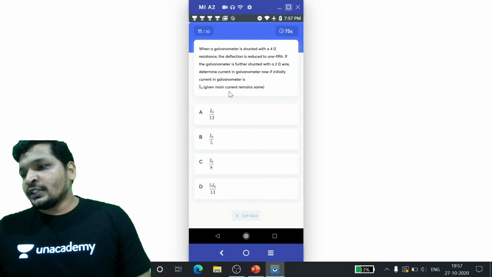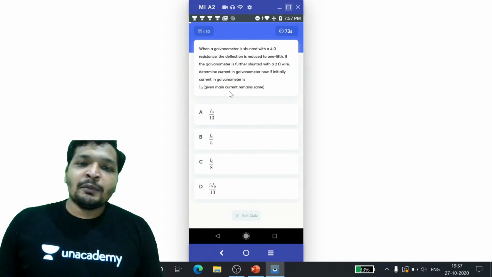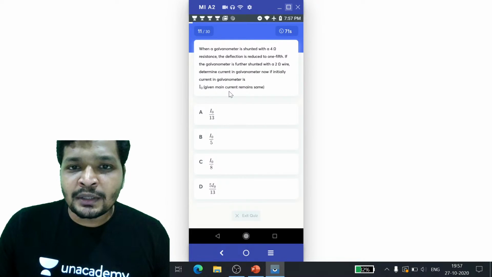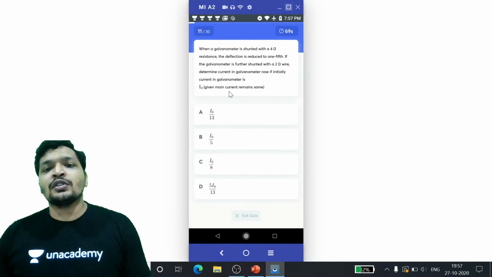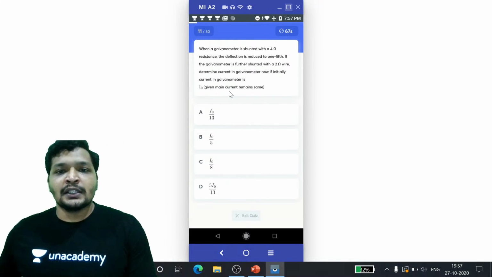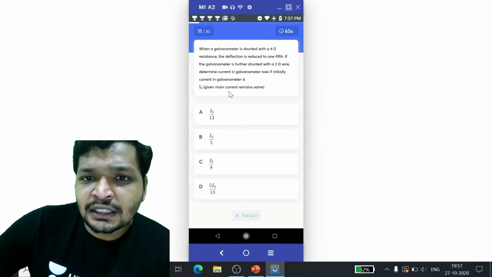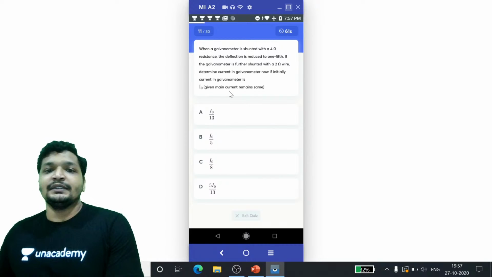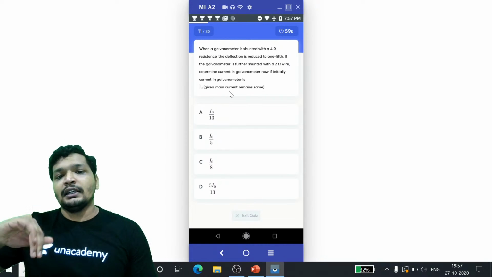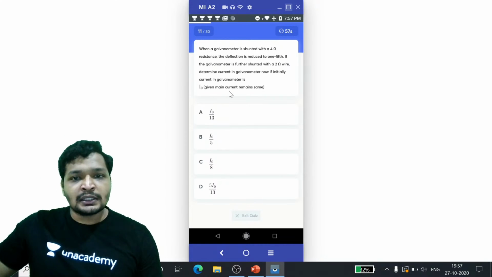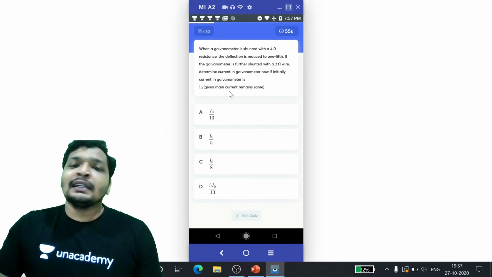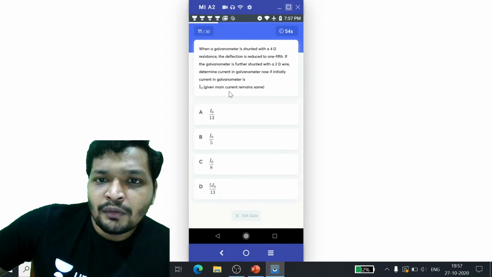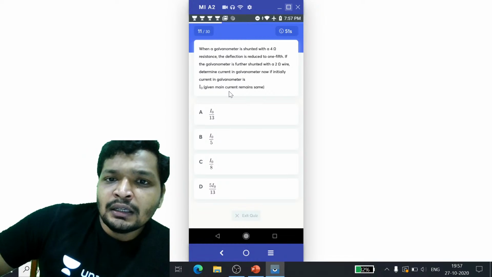Again a galvanometer based question, again a revision for a galvanometer. When a galvanometer is shunted with a 4 ohm resistance, the deflection is reduced to 1/5. If the galvanometer is further shunted with a 2 ohm resistor, it's not like the 4 ohm is removed, but it is further shunted with a 2 ohm resistance wire. Then determine the current in the galvanometer.